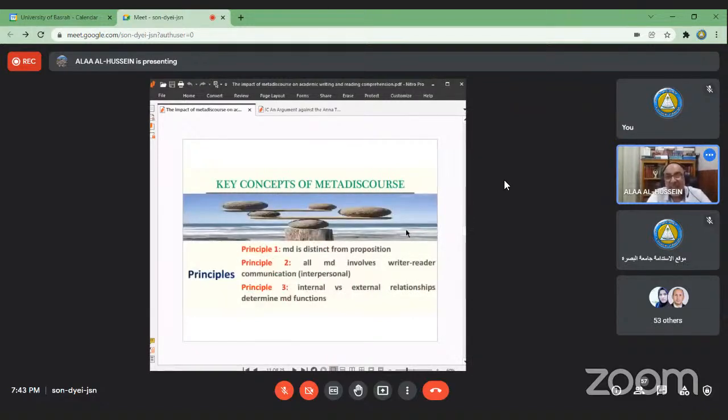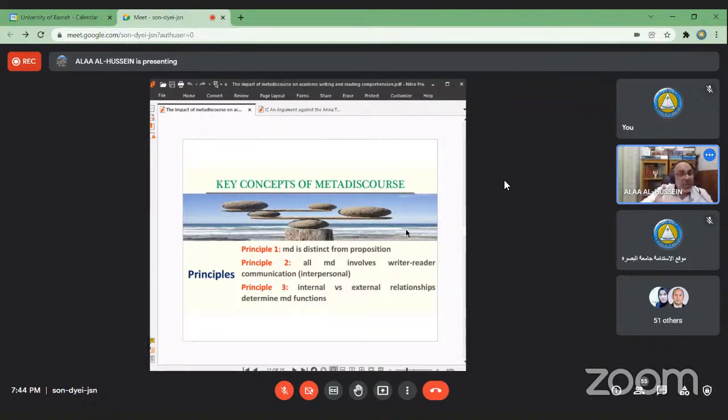Okay, yes. So as a continuation of the key concepts of meta-discourse, we have the principles of the interpersonal model of Hyland. What are the three principles used by Hyland to distinguish, to identify, to recognize meta-discourse markers from proposition? As we might know, meta-discourse markers are difficult to recognize. Sometimes they are very difficult to recognize. It depends on your analysis.